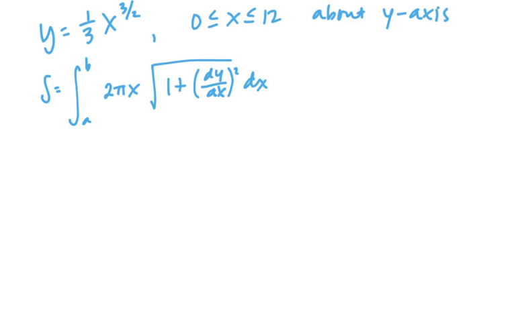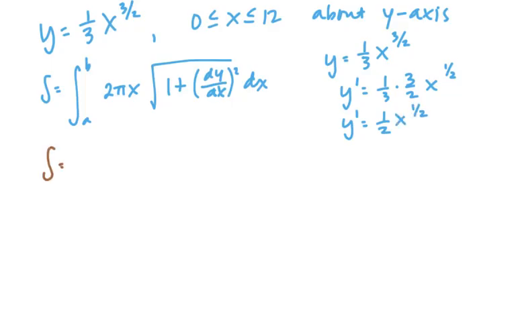So let's take our y. We have y equals 1/3 x to the 3/2. So y prime is 1/3 times 3/2 x to the 1/2. So that gives us 1/2 x to the 1/2.